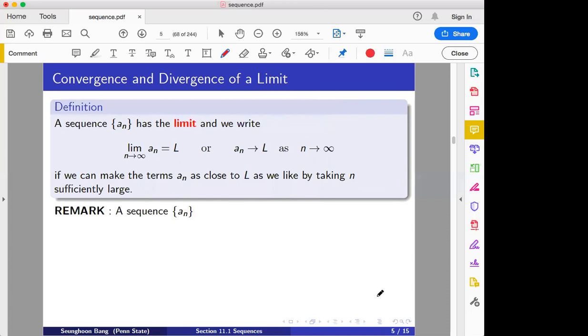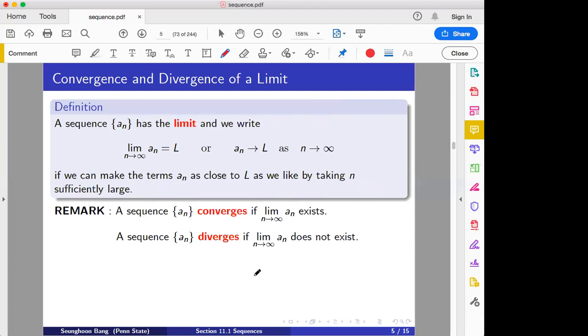So here, the sequence an converges. What does it mean? The limit of an exists. What does it mean that it exists? The limit of an is exactly one finite number. A finite number, this is the meaning. The sequence an diverges if the limit of an does not exist. That is the idea.